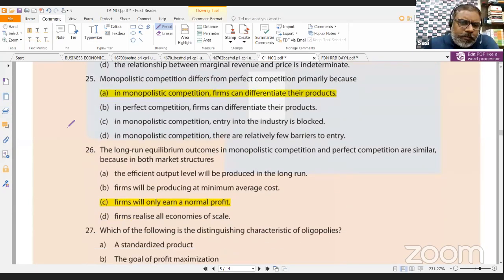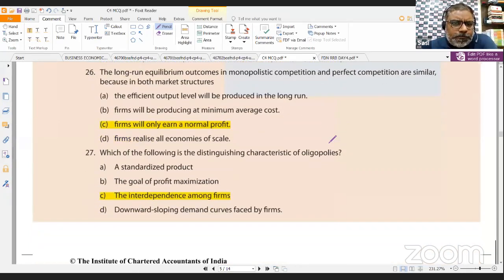Then question number 25, monopolistic competition differs from perfect competition primarily because of what? Monopolistic competition and perfect competition, what is the difference? In monopolistic competition, there is a differentiation in the products, whereas in perfect competition, product differentiation does not exist. The products are homogeneous. That is the difference. So the answer is A for question number 25.